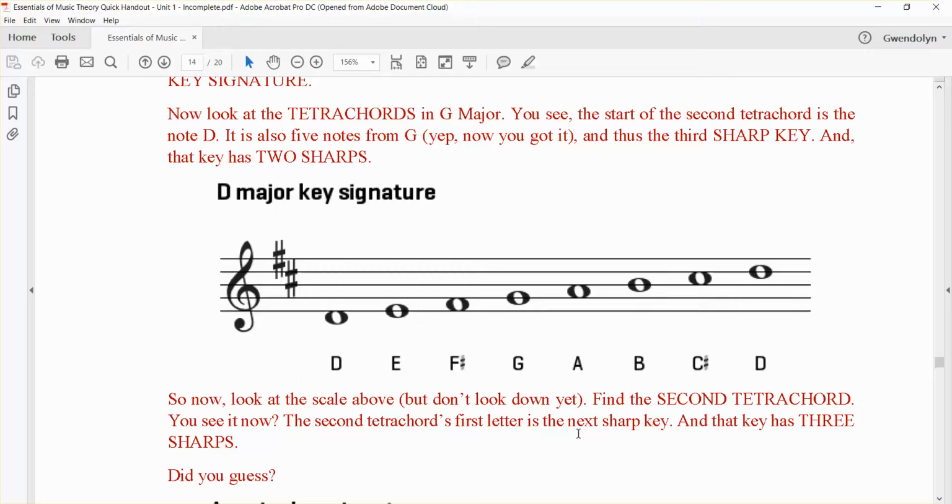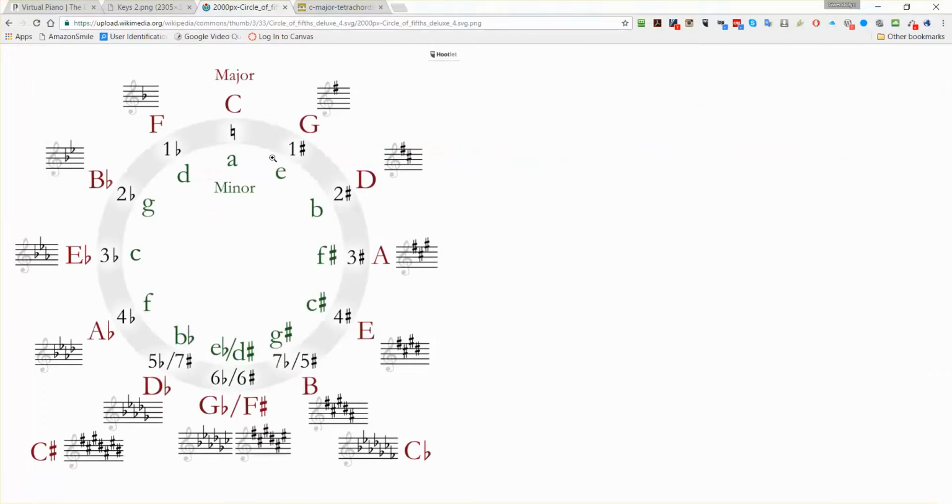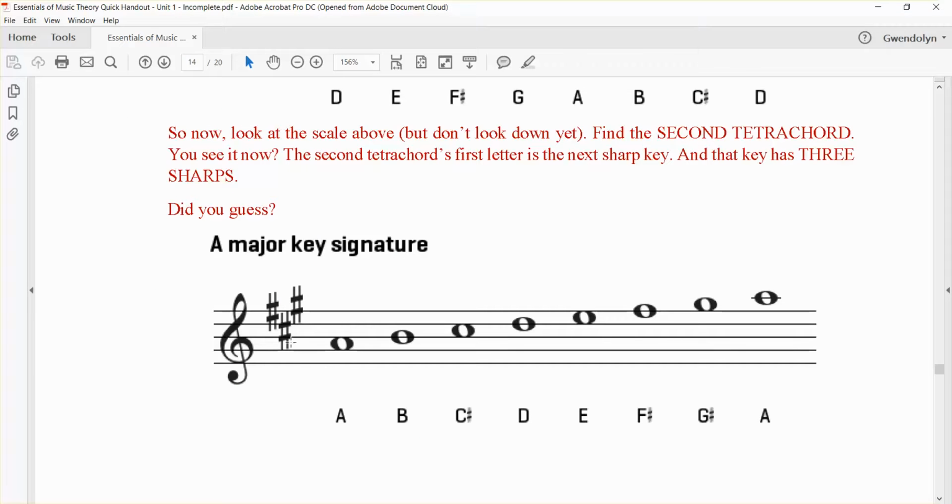All right, so without me rolling down to the next one, and don't glimpse down right quickly, I want you to look at the scale, and I want you to find the second tetrachord, and that tells you the next key in the circle of fifths on the sharps side. And that key would have 3 sharps. It is also the 5th letter from here, or the 1st letter in the next tetrachord sequence. Here we are, A major. And therefore, going back to the circle of fifths, here it is, A major. And it has 3 sharps. And following the sequence of making a major scale, here's the scale in the key of A.